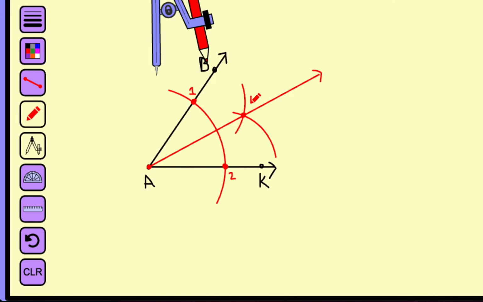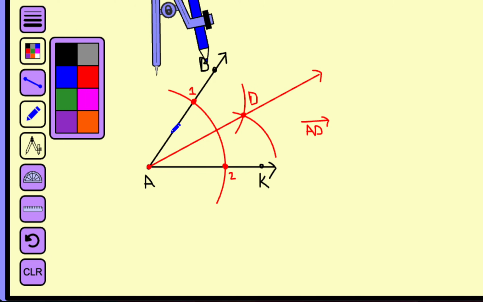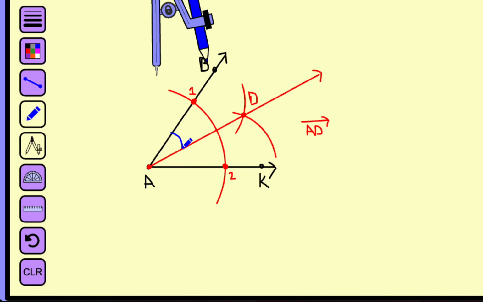Now I'm going to label this point D. So now I know that ray AD is the angle bisector of angle BAK. So there are some different conclusions we can make. One conclusion, I'll draw it in blue, is that angle BAD is congruent to angle DAK. And you can write that out. You should write that out. So angle BAD is congruent to angle DAK.